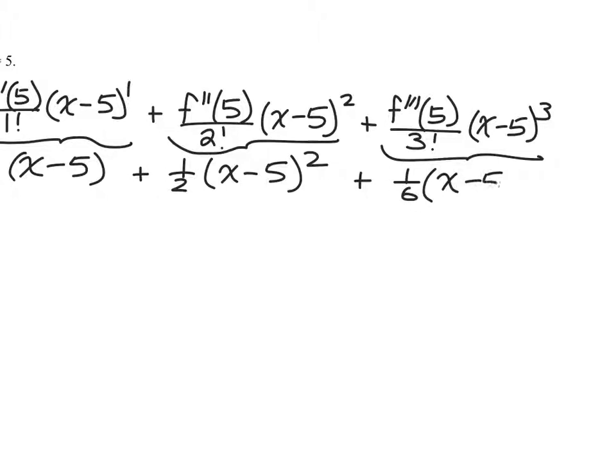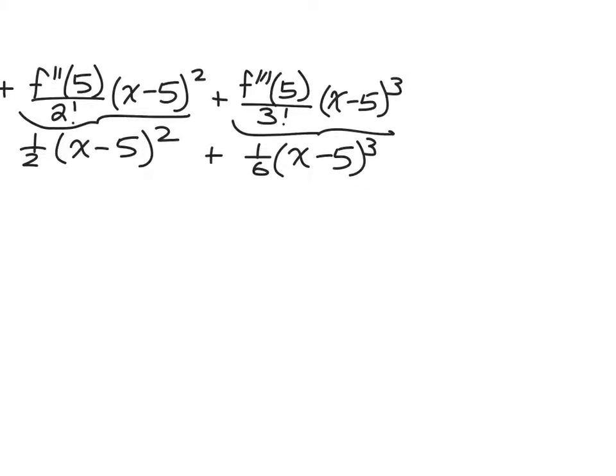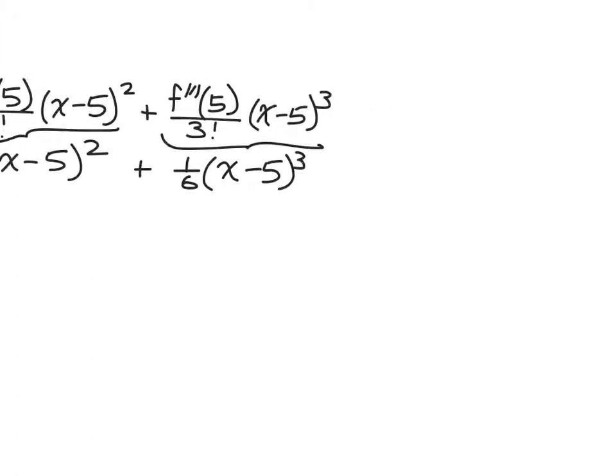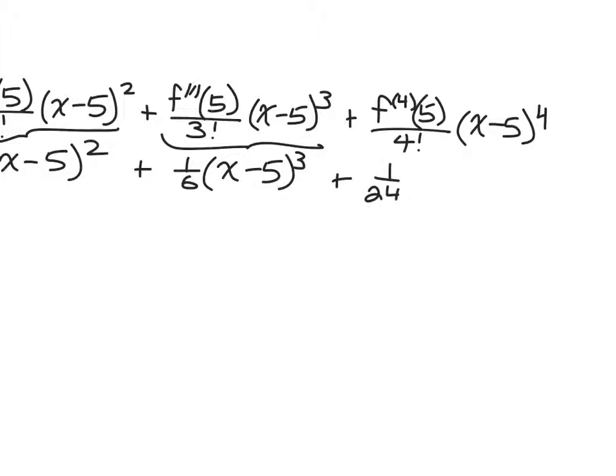And we had to come out with a 4th degree polynomial, so the next one would be the 4th derivative at 5 over 4 factorial times x minus 5 to the 4th. So plus 1 over 24 x minus 5 to the 4th.